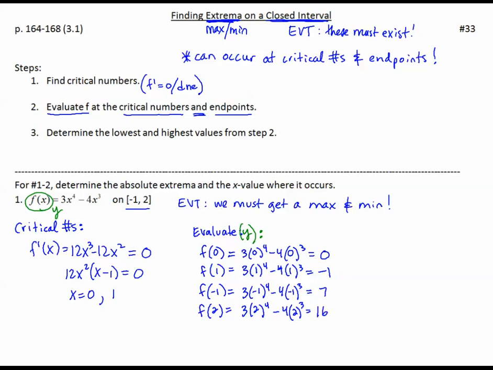Now that we've evaluated them, we just have to identify which ones are the lowest and the highest of our values from step 2. Of these 4, this one's the lowest, so -1 is the min, and the highest, 16, is the max. Our question also said to find the x value where it occurs. So there's the x value and there's the x value: at x equals 1 for the min, and at x equals 2 for the max.